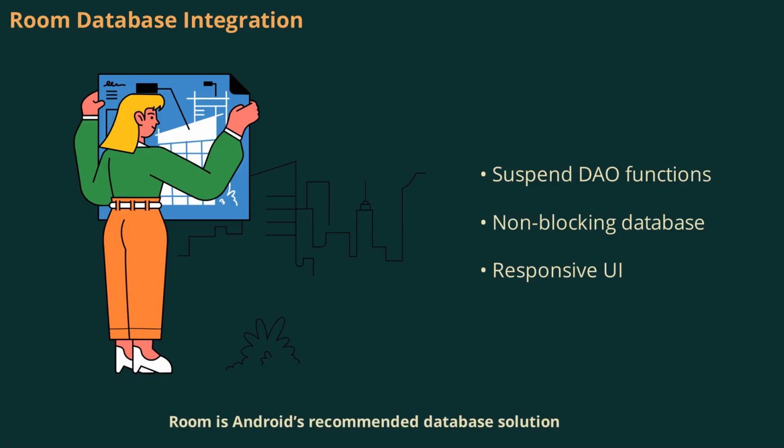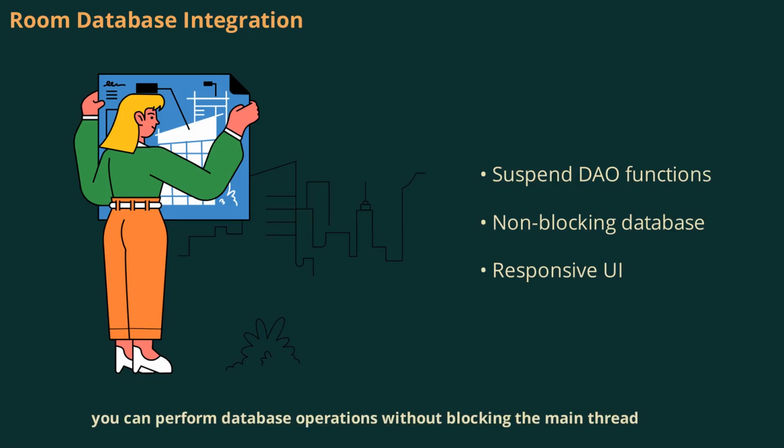Room is Android's recommended database solution, and it works beautifully with coroutines. By marking your DAO functions as suspend, you can perform database operations without blocking the main thread. This keeps your UI smooth and responsive, even when working with large datasets. Coroutines make it easy to integrate Room into your app's architecture.